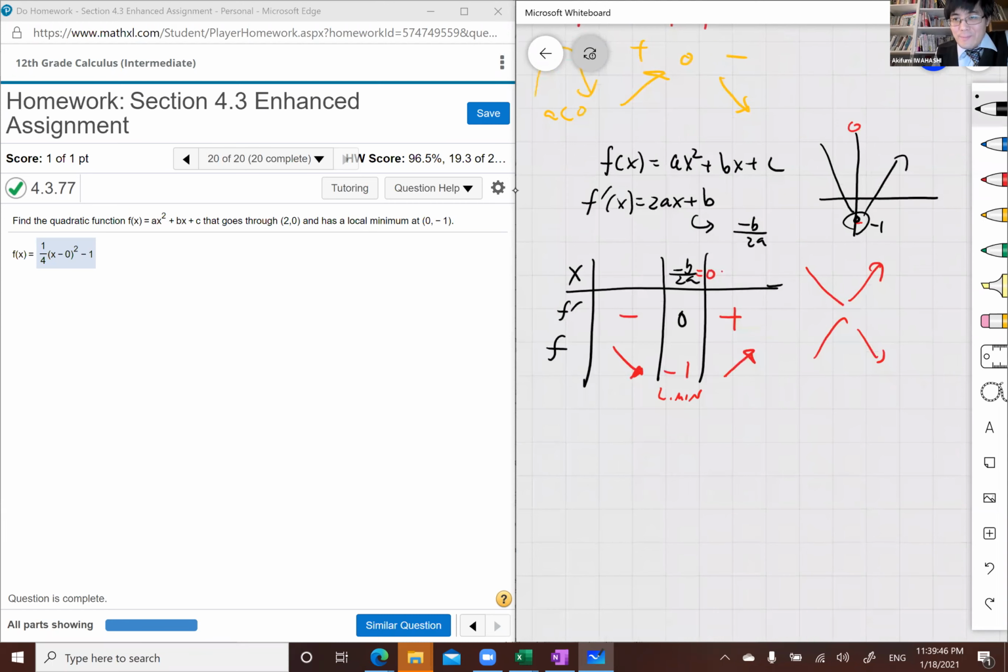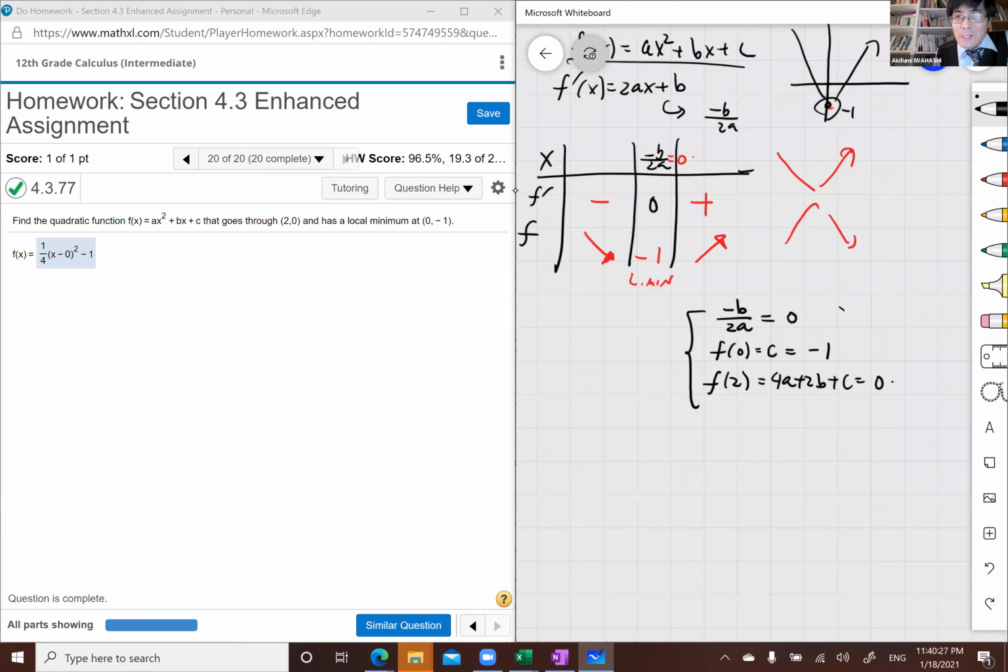So you've got the two equations. The critical point is x equal to 0, and the y value at x equal to 0 is negative 1. So f of 0, which is c, must be negative 1. Those are the two pieces of information. Another piece of information we have is f of 2 is equal to 0. You just plug 2 into the original equation, so it's 4a plus 2b plus c equal to 0. Now you have a system of equations with 3 unknowns, so you should be able to solve for a, b, c.